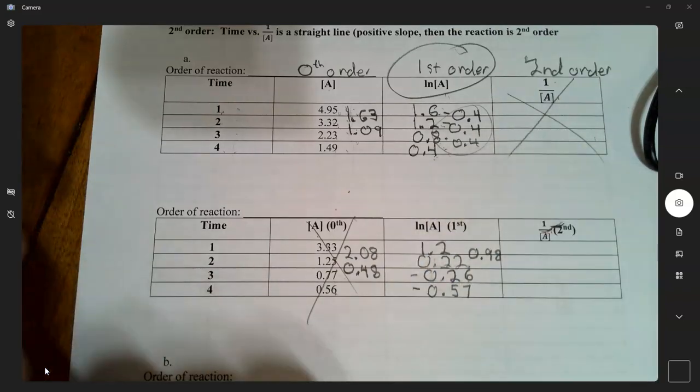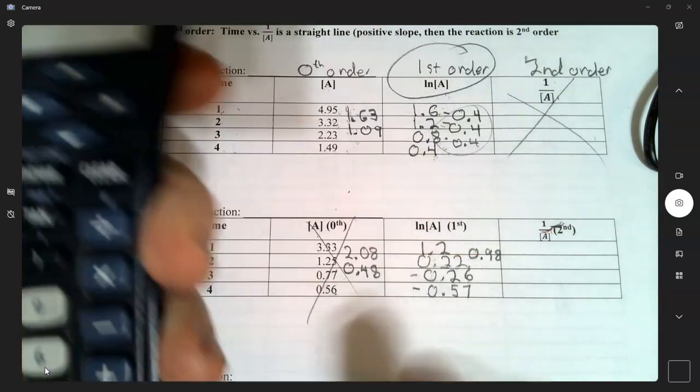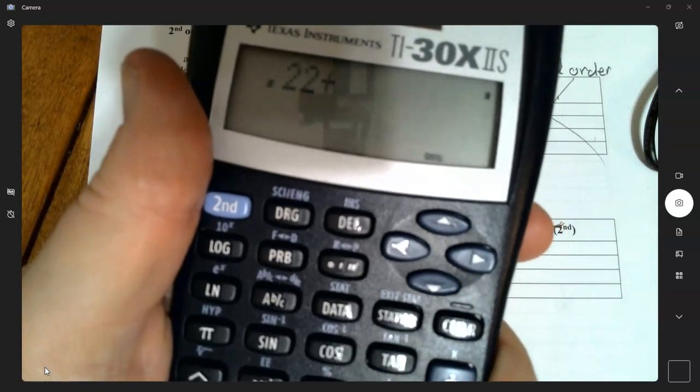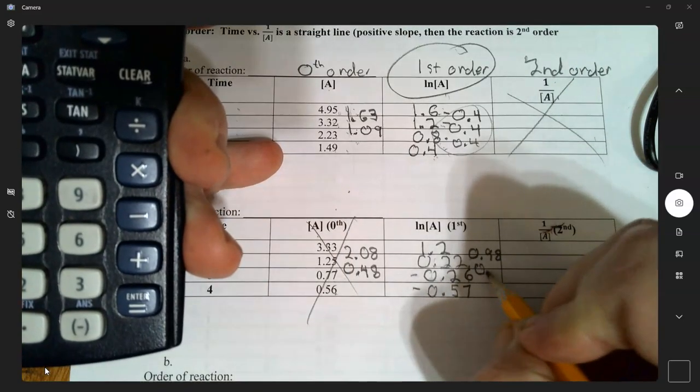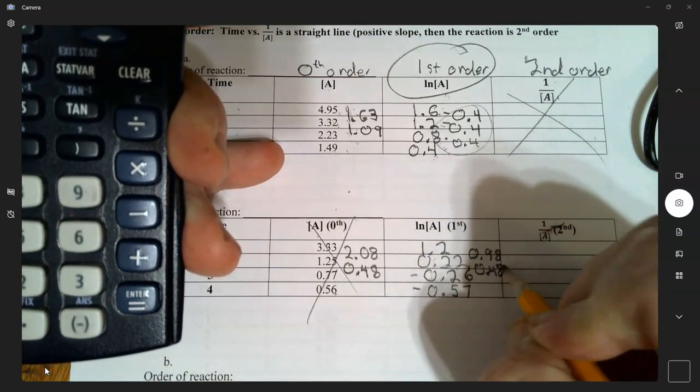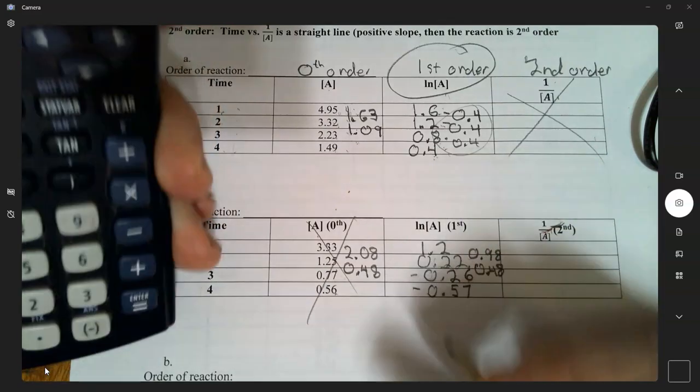Here, I'll just prove it to you. 0.22 minus negative is a plus 0.26, and that's going to give you 0.48. So I can see these differences are not the same. 98, 48, no, that's out.